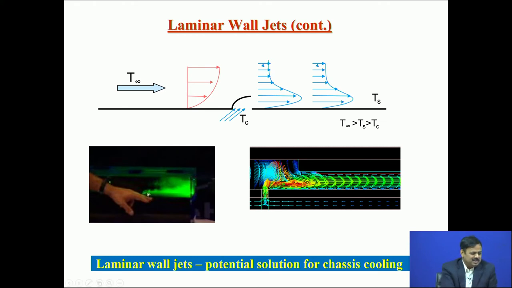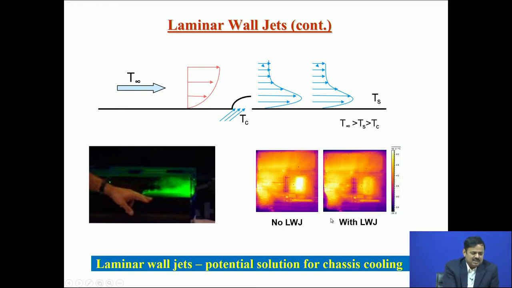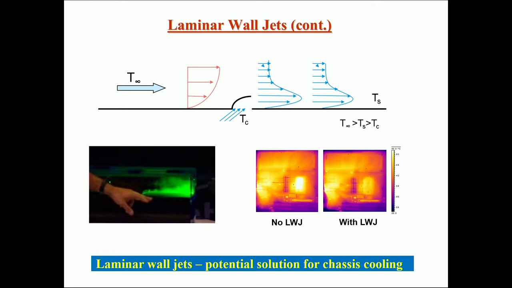This is a smoke visualization demonstration of this technology, where we held a smoke gun to the outside air and you see how it clings to the surface, and this is some thermal modeling of that in IcePak. This is an experimental demonstration, on a memory door. This is without laminar wall jets, this is with laminar wall jets, and a cooling of more than 5 degrees was shown.